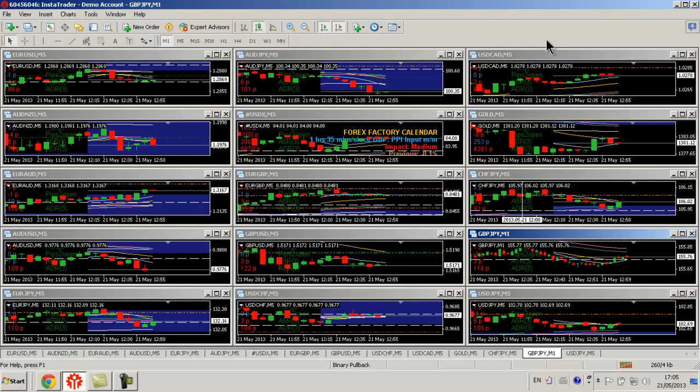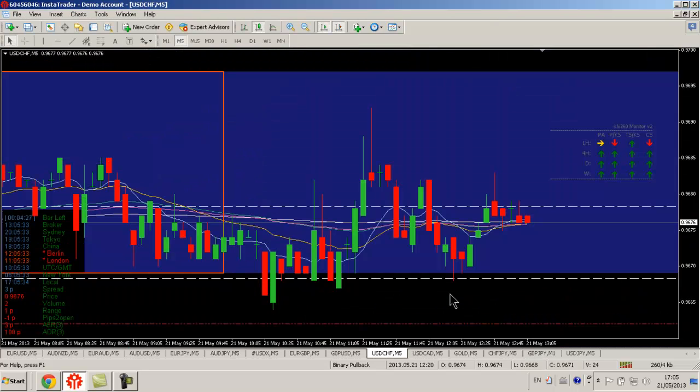When those two line up, I'd then be happy to trade on the pullback. If they don't line up, don't trade it because you don't know where the market's going to go. Let's just have a look here. US dollar, Swiss franc. Okay, so Ichimoku Monitor, great. It's got 13 out of 16.